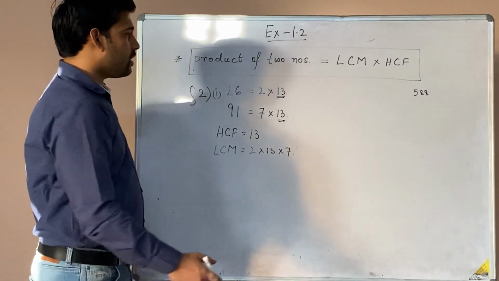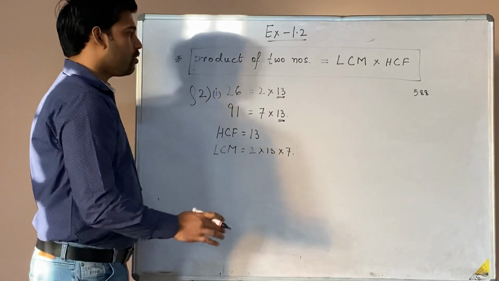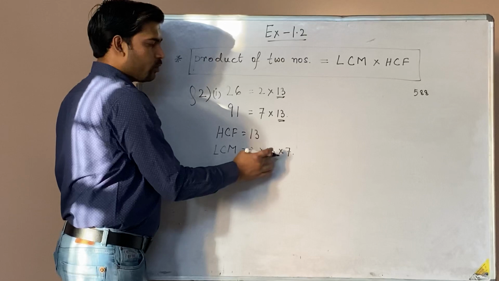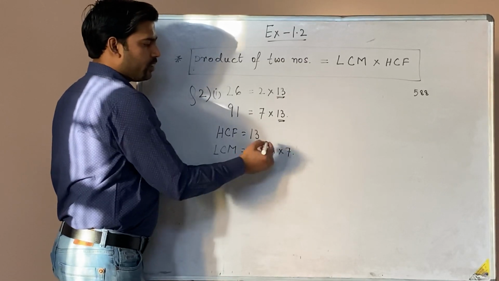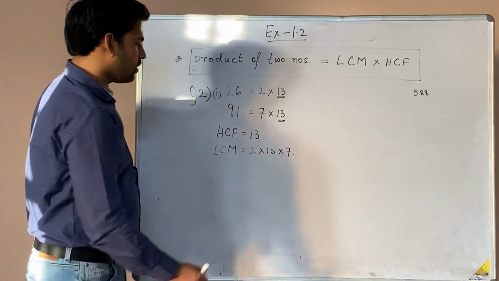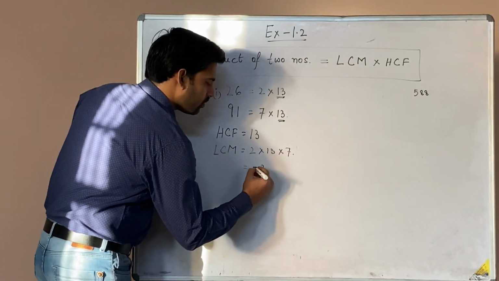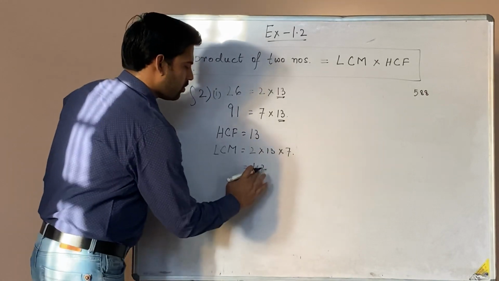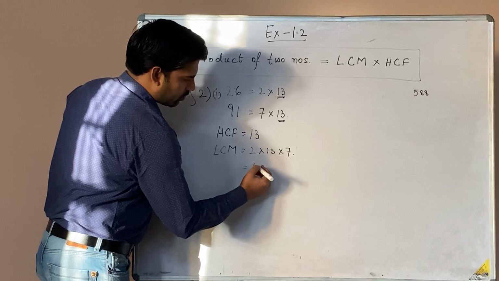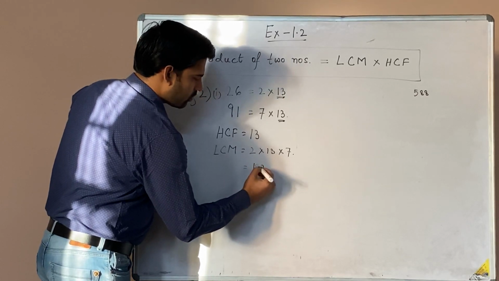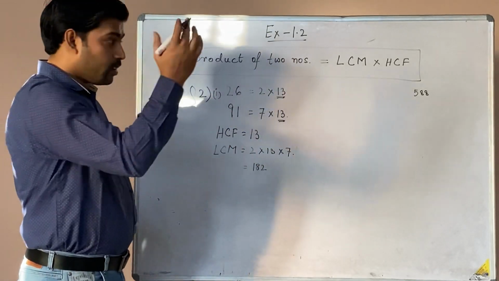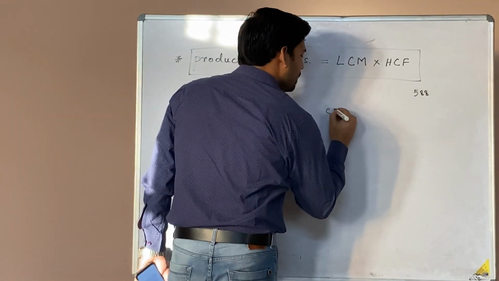It doesn't matter from here or from here. So you will go with the highest power. The highest power of 2 is again 1, 13 is also 1 and 7 is also 1. So 2 into 13 into 7 is basically what? The LCM. 26, 182. Clear? Now one example I am taking, one random example I am taking.